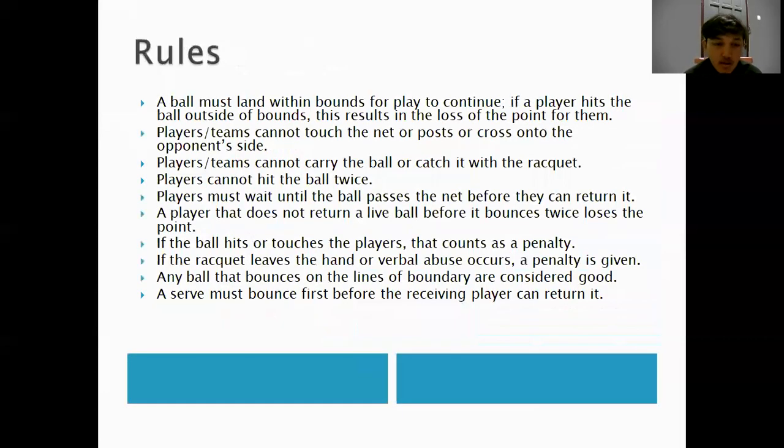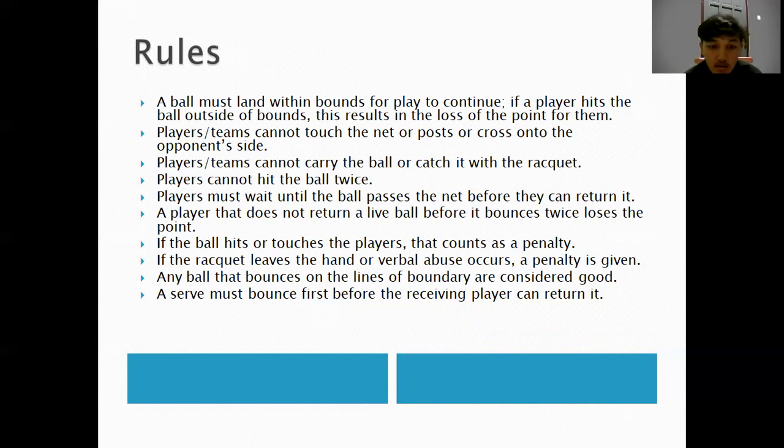Next, rules in court tennis. One, a ball must land within bounds for play to continue. If a player hits the ball outside of bounds, this results in the loss of the point for them. Player or team cannot touch the net or post or cross onto the opponent's side. Players or teams cannot carry the ball or catch it with the racket.